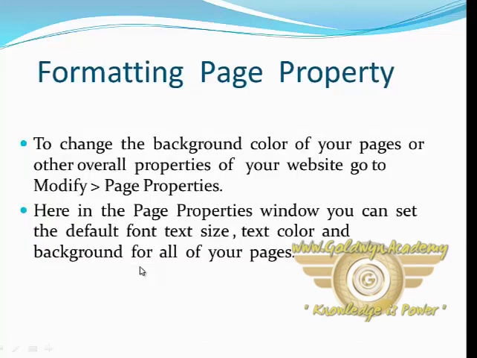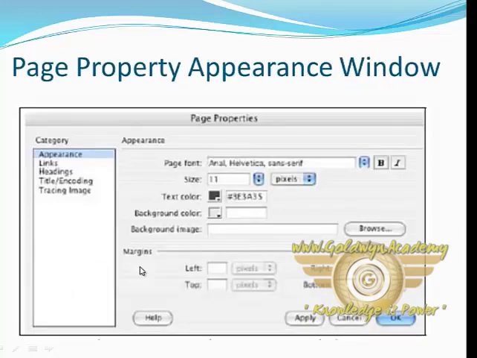Formatting page property. To change the background color of your page or other overall properties of your website, go to Modify, then click on Page Properties. Here in the page properties window, you can set the default font, text size, text color and background for all of your pages. Page properties appearance window.